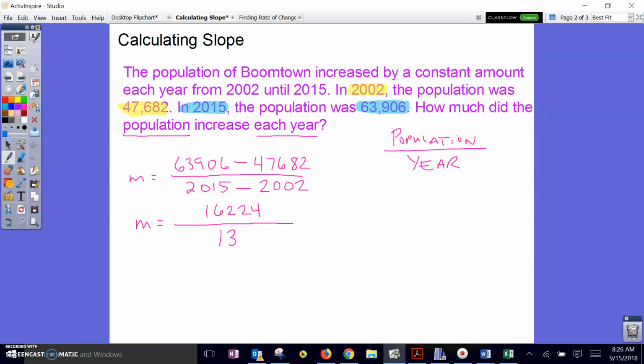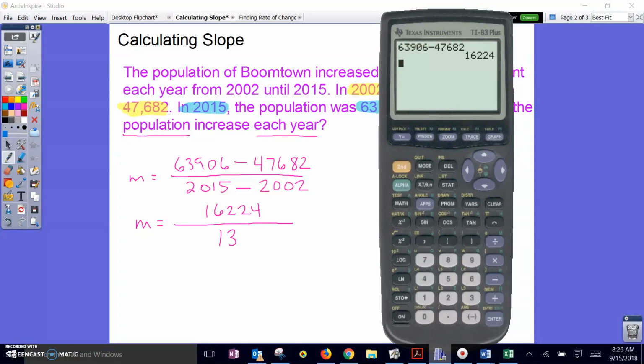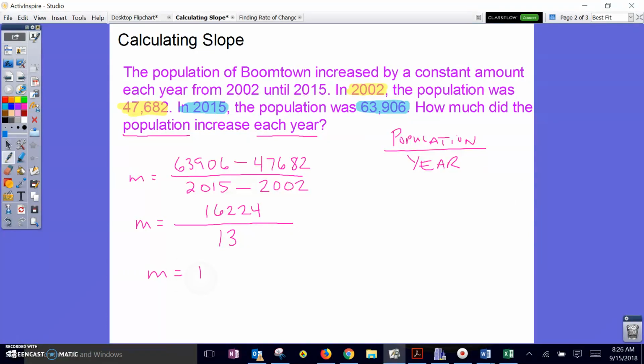And then to find my slope, I'm going to take that 16,224 and divide it by 13, and we get 1,248, which means that the population increases. Remember, when we set up this fraction, this was people over years, so the slope here is 1,248 people per year is the change in the population.